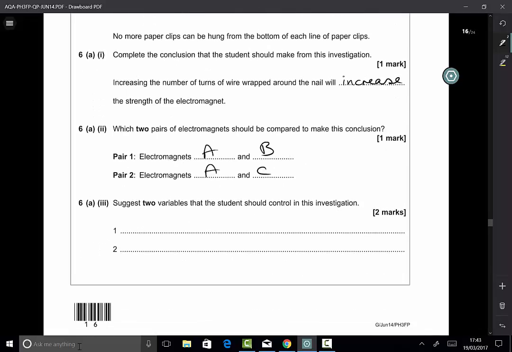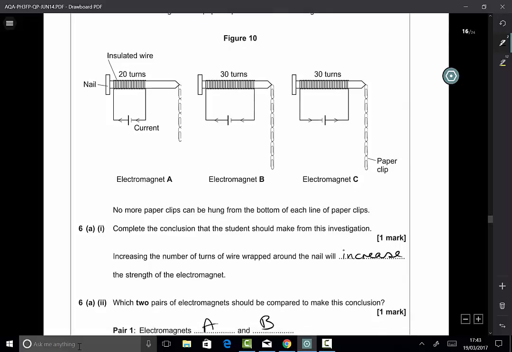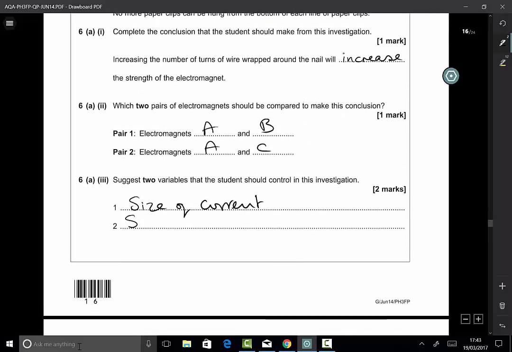Okay, suggest two variables that the student could control. So we want to keep the same current, and we want to use the same material for the nail, the same type of nail.